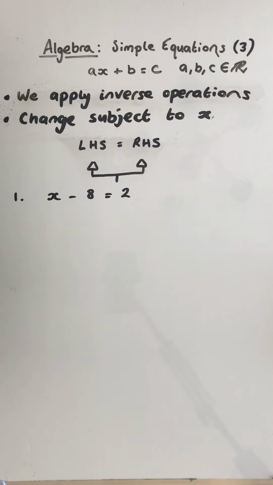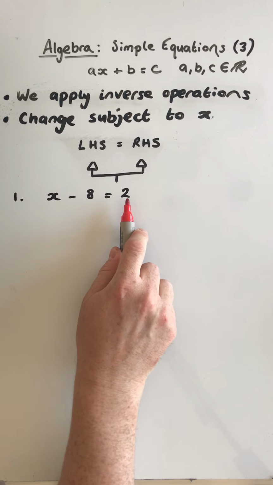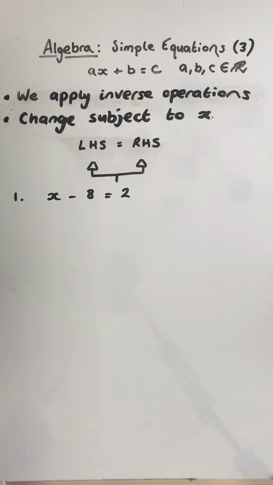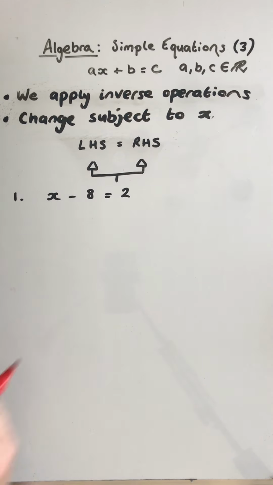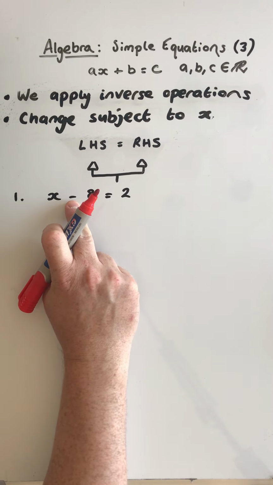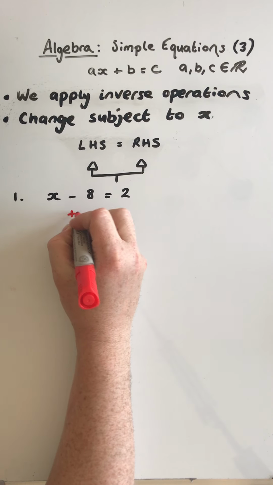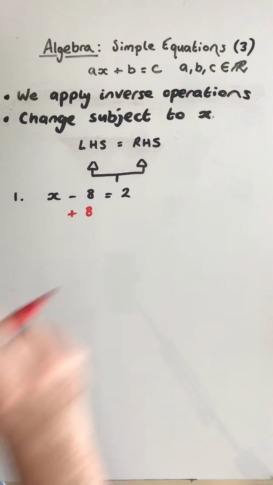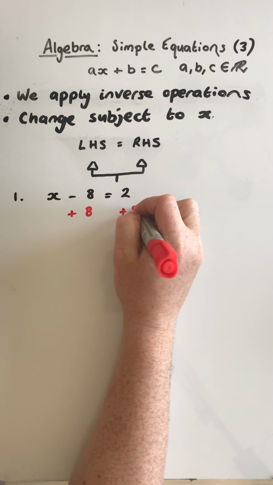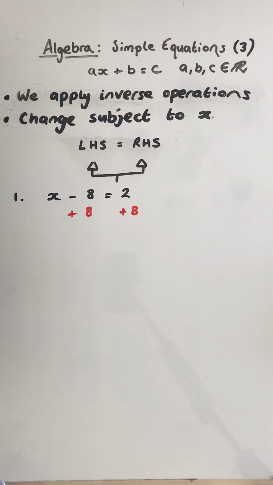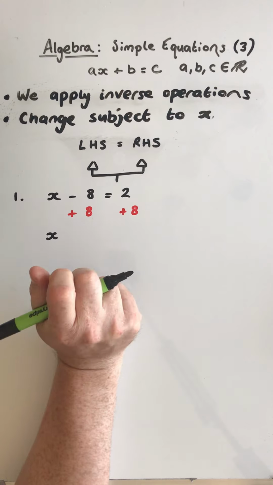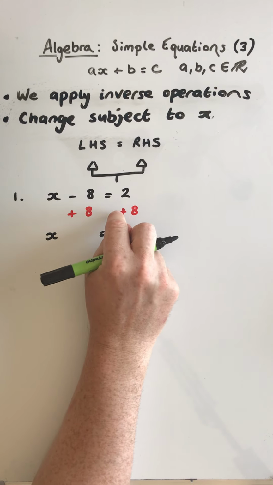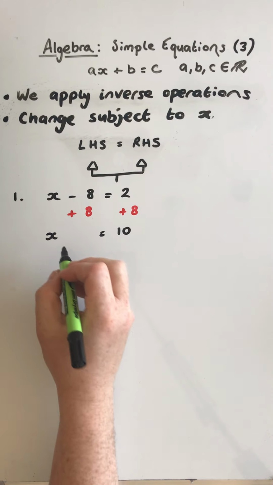So x minus 8 is equal to 2. To change the subject to x, we need to get x on its own. So we need to apply inverse operations. We apply the inverse of minus, which is addition. To keep it balanced, we must do the same to the right hand side. Minus 8 plus 8 is 0. 2 plus 8 is 10.